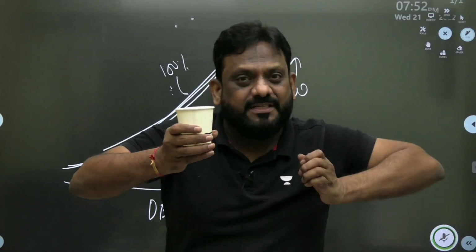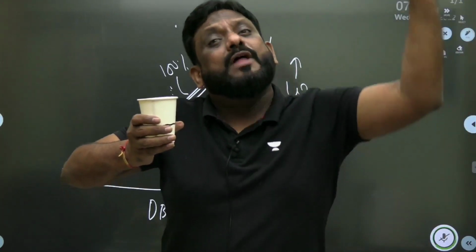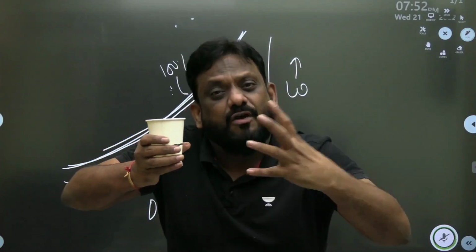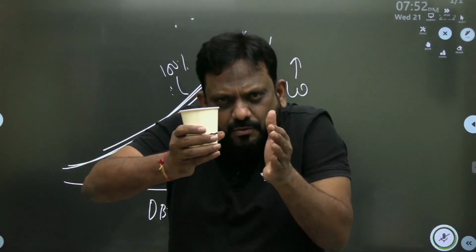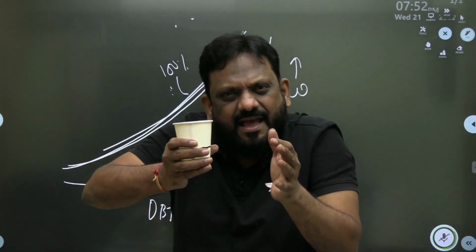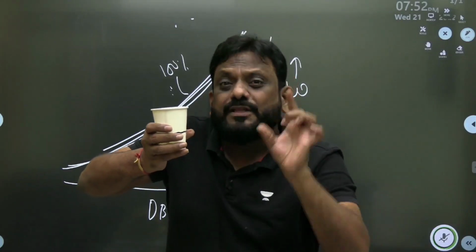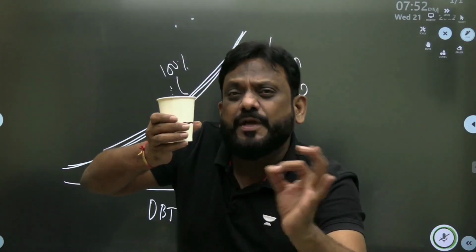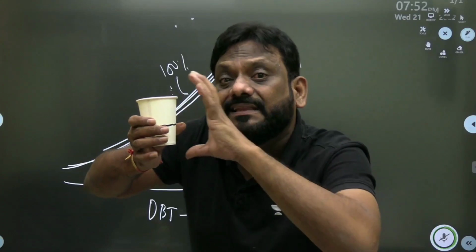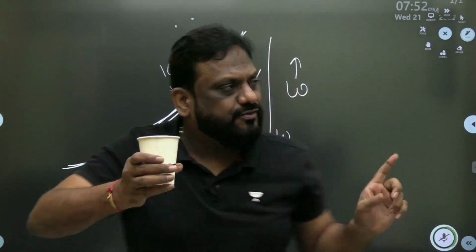Now I'll reduce the temperature. If I reduce the temperature, what will happen to the absorbing capacity? It comes closer, space is less, and the absorbing capacity decreases. So the full glass is showing absorbing capacity at this 30 degrees centigrade, which I have shown by this point.